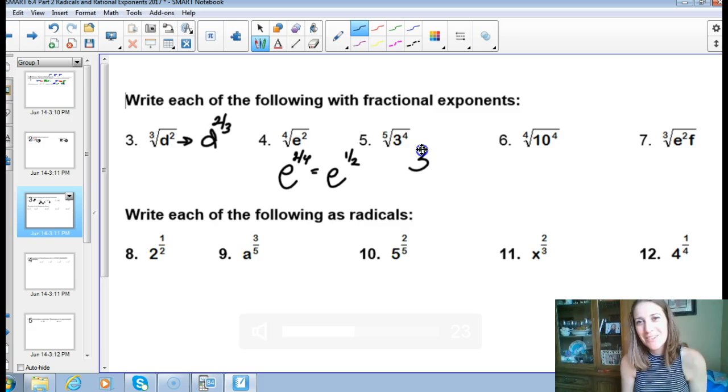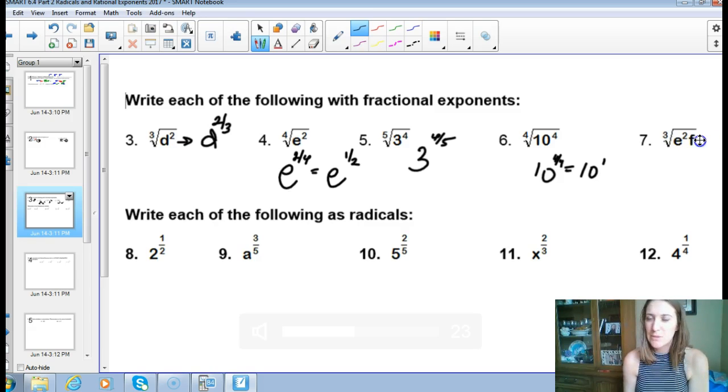All right, so here, 3 to the 4/5 power. 10 to the 4/4 power. Again, reduce if you can, so that's 10 to the 1st power. This one's kind of fun. You have two different bases, so you can interpret them separately. So this is e to the 2/3 power and f to the, there's an invisible 1 on f, so 1/3 power. Those are not the same base, you can't do any combining.